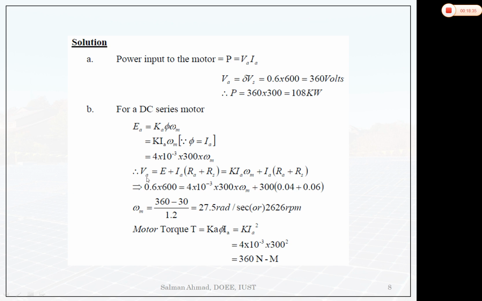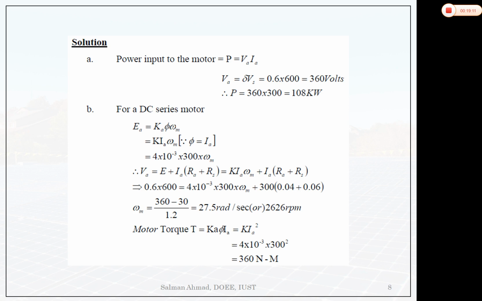Now substitute all these values. Armature voltage is duty cycle times the supply voltage, that is 0.6 into 600, and back EMF we calculated like this. The armature circuit resistance and field circuit resistance are given. Substituting, you will get omega m. In this expression only omega m is unknown, so we find 275 radian per second, or 2626 rpm.